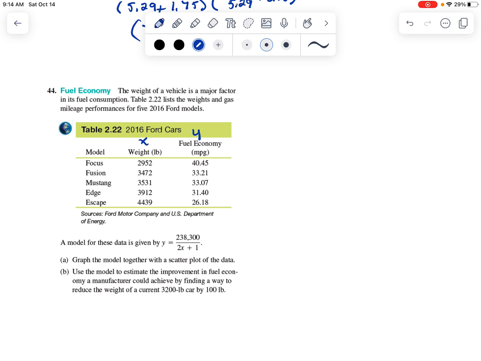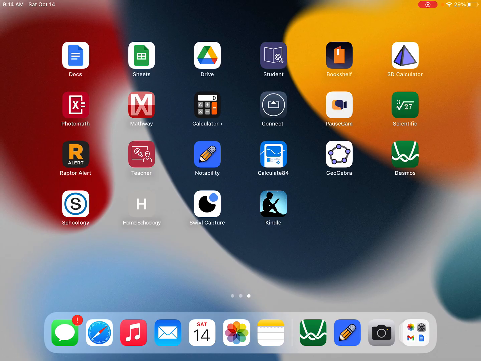This gives us the relationship between fuel economy and weight. Now, graph the model together with a scatter plot of the data. So let's go to our graphing calculators.